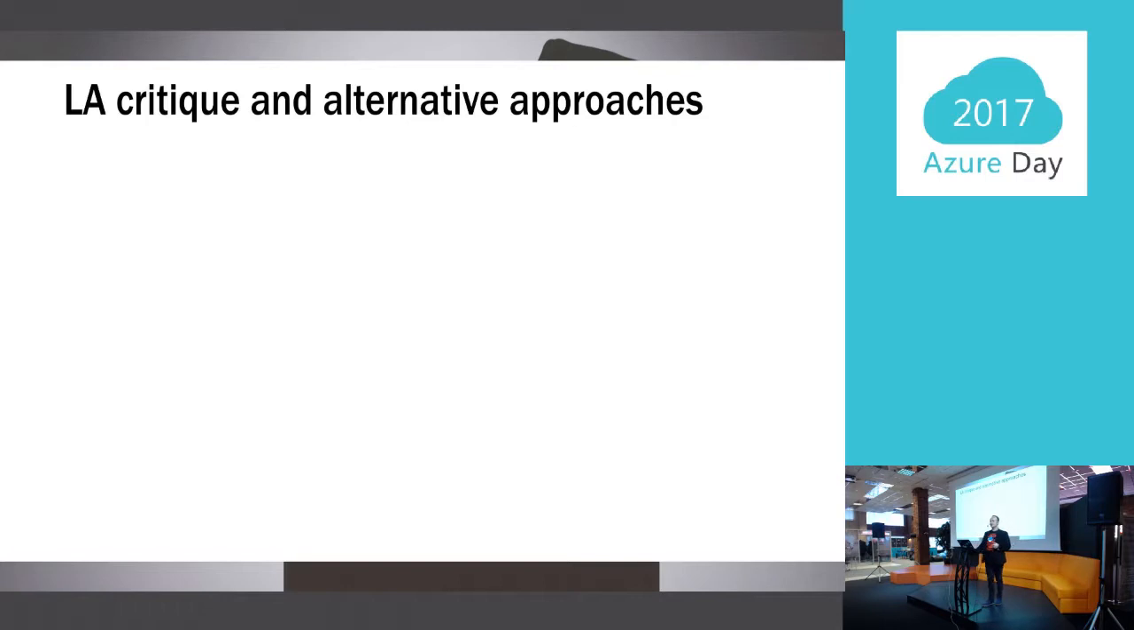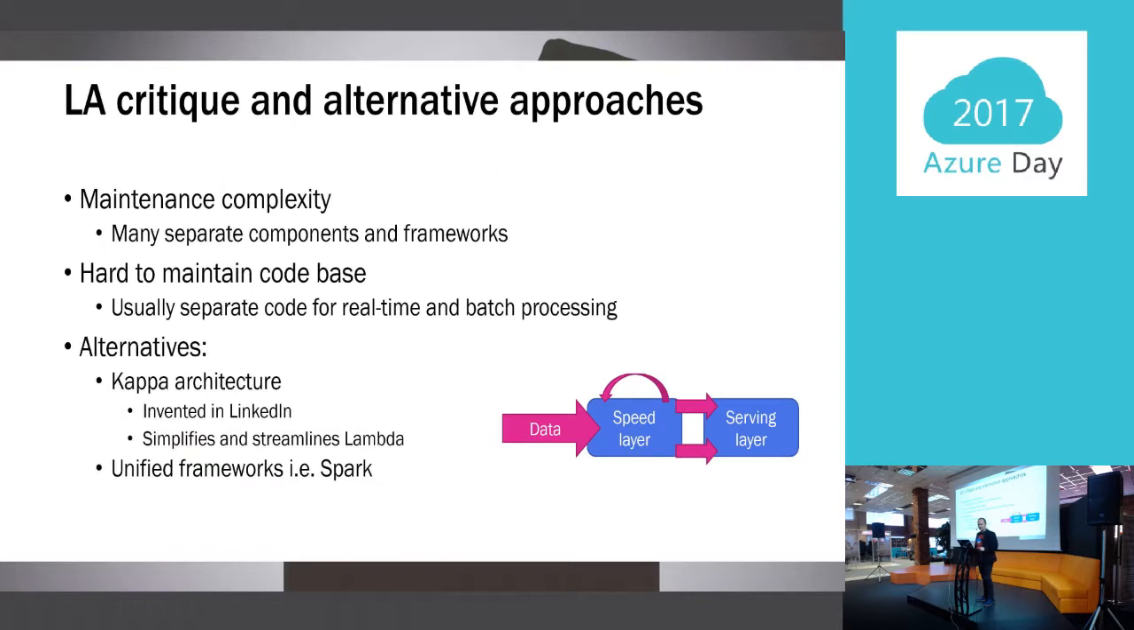So obviously, as I said, it's 6 years old. So there have been some critiques and also some alternatives to Lambda as well. Because if you think of it, there are a couple of issues with Lambda. First of all, it's really complex to maintain, especially when it just has been born. You can't actually find a single tool or a single framework that could achieve this goal.